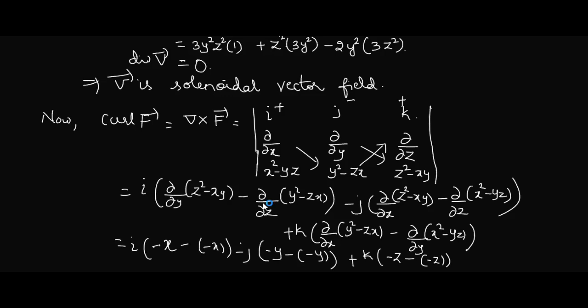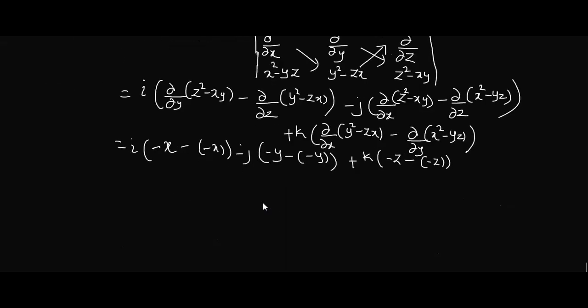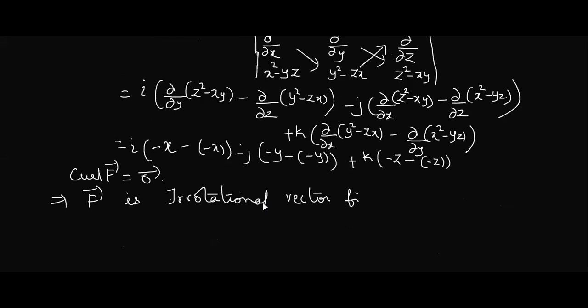Very good. Now what happens in the bracket? All the terms get cancelled. So ultimately you'll end up with a 0 vector. So curl of the vector is 0. That implies that the vector is what? Irrotational vector field. Hope it's clear now.